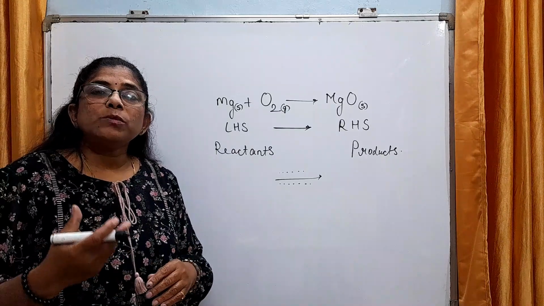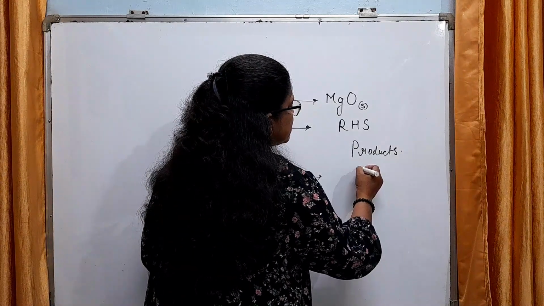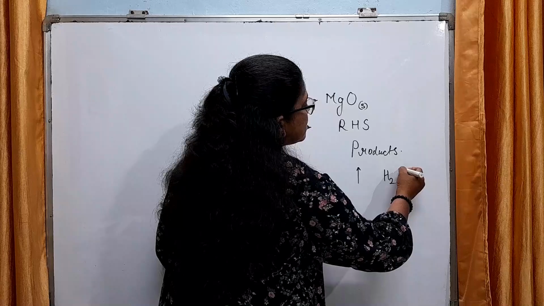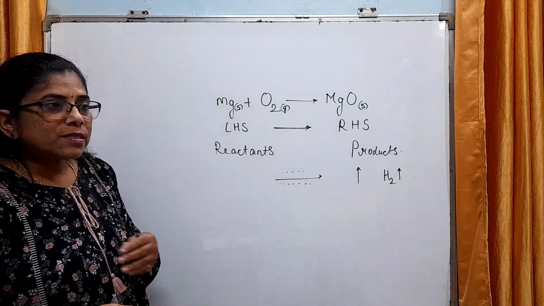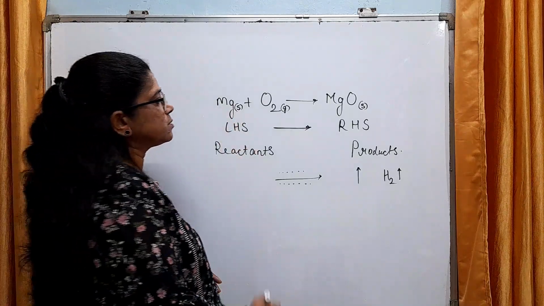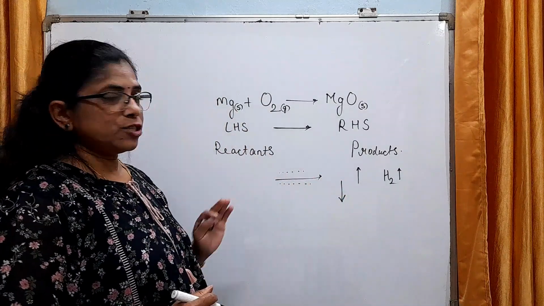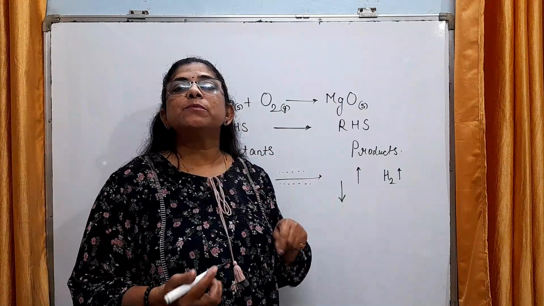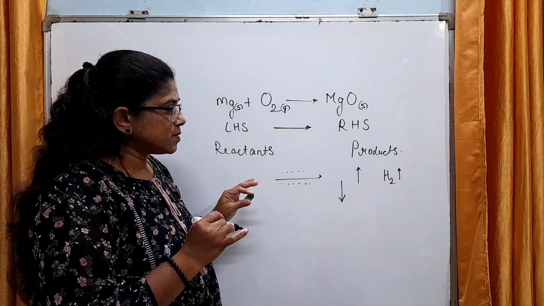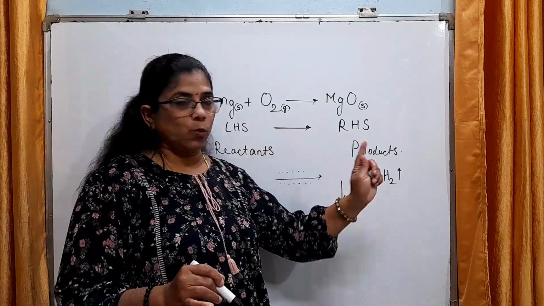Then if there is formation of gas, the formation of gas is represented by an up arrow. For example, if hydrogen gas is evolved, it is written like this. Or if there is formation of a precipitate, if any particles are specially formed in this reaction, they are represented by a down arrow. So gaseous products are represented by an up arrow and precipitates are represented by a down arrow. These are a few things you have to remember whenever you write a chemical equation.